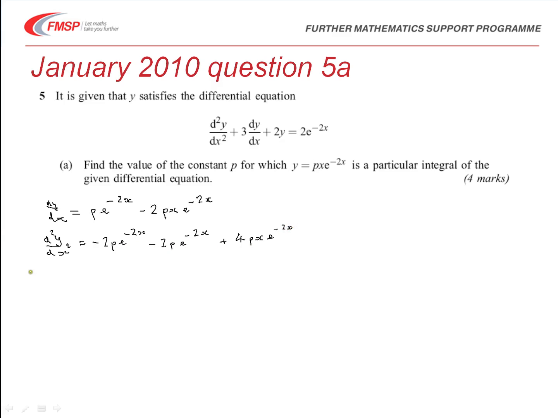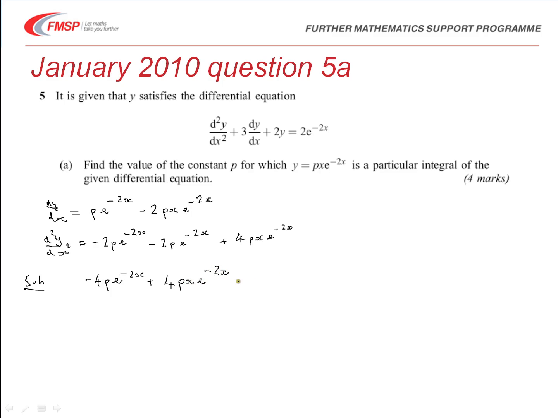So we can see the first two terms are actually the same. So if we now substitute, we are going to get minus 4p e to the minus 2x plus 4px e to the minus 2x. So that's substituting into the d2y by dx squared.